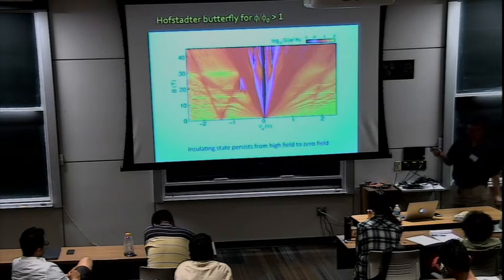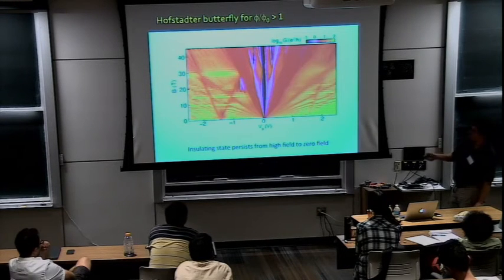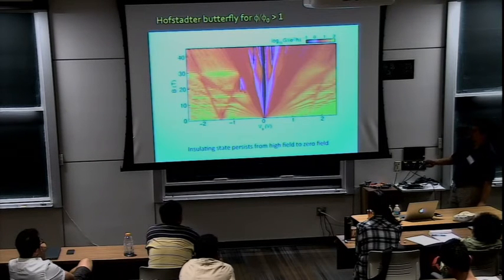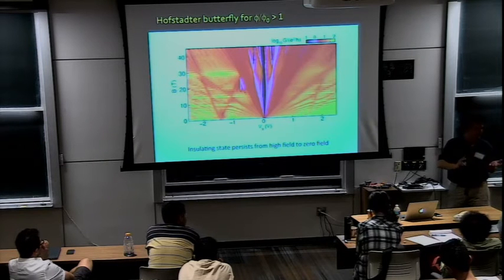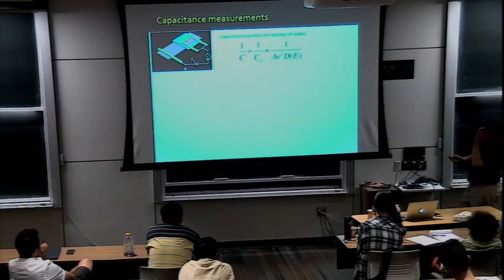Now, I want to go back to the issue of charge neutrality and the insulating state. This black means insulating, and as you can see, it's insulating all through the magnetic field. At high magnetic fields, it's because of this many-body antiferromagnetic state, which leads to an insulating state, but it goes all the way insulating to zero magnetic field. Yeah? So let me show you our capacitance measurements.